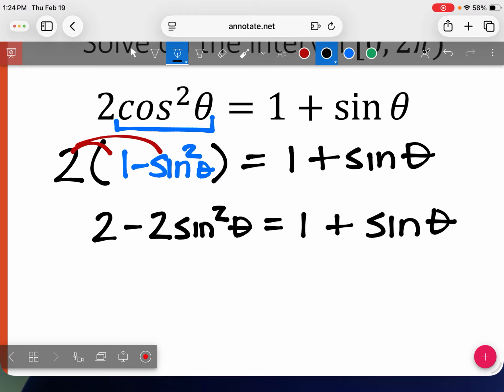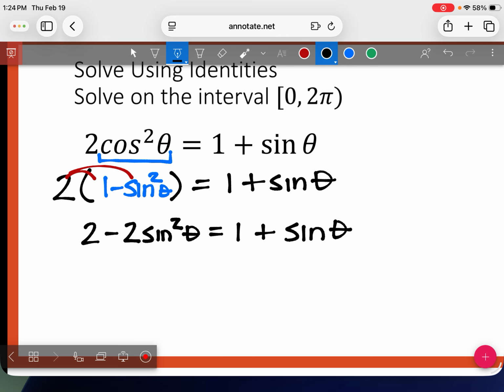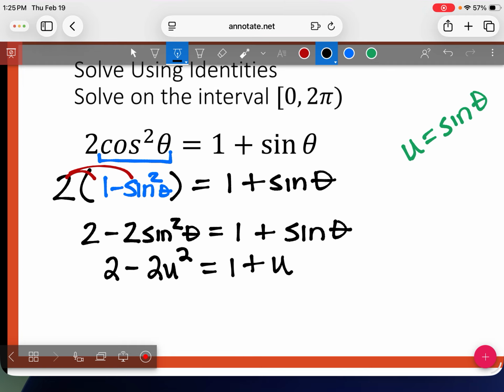Do you want to put the u in or leave it out? Who wants to put the u in? All right, let's put it in. So u equals sine. So let's go ahead and do that. All right, so we got 2 minus 2u squared equals 1 plus u.